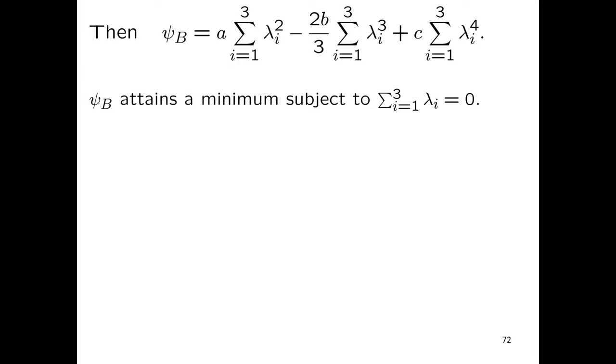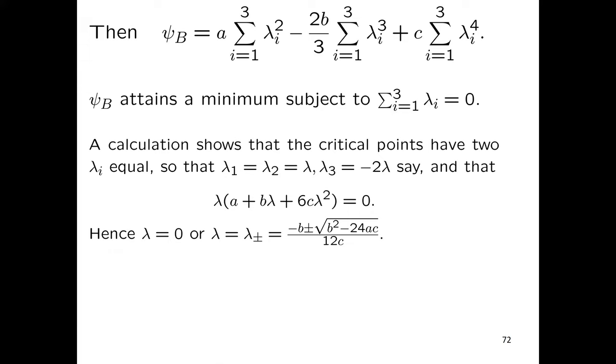So you can write it in terms of the eigenvalues: A times the sum of lambda i squared, minus 2B over 3 times the sum of lambda i cubed, plus C times the sum of lambda i to the fourth. And so it's obvious that it contains a minimum of the sum of lambda i zero. To calculate what the minimum is, you can calculate the critical points of this, subject to the constraint, of course, that lambda 1 plus lambda 2 plus lambda 3 is zero.